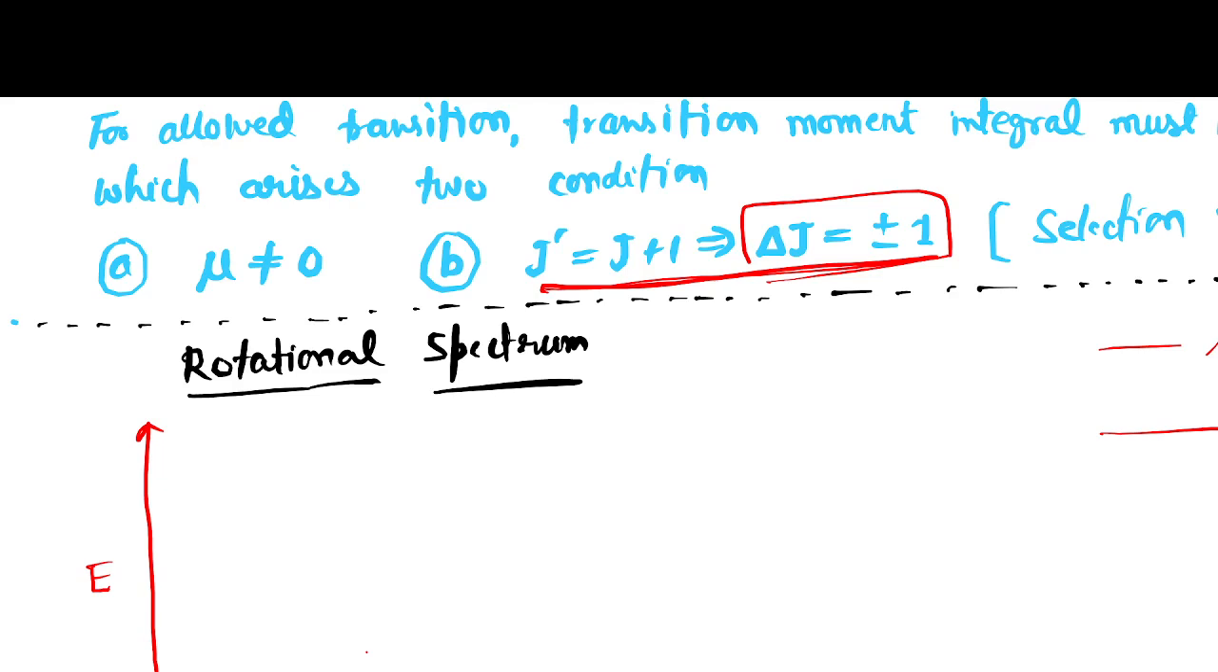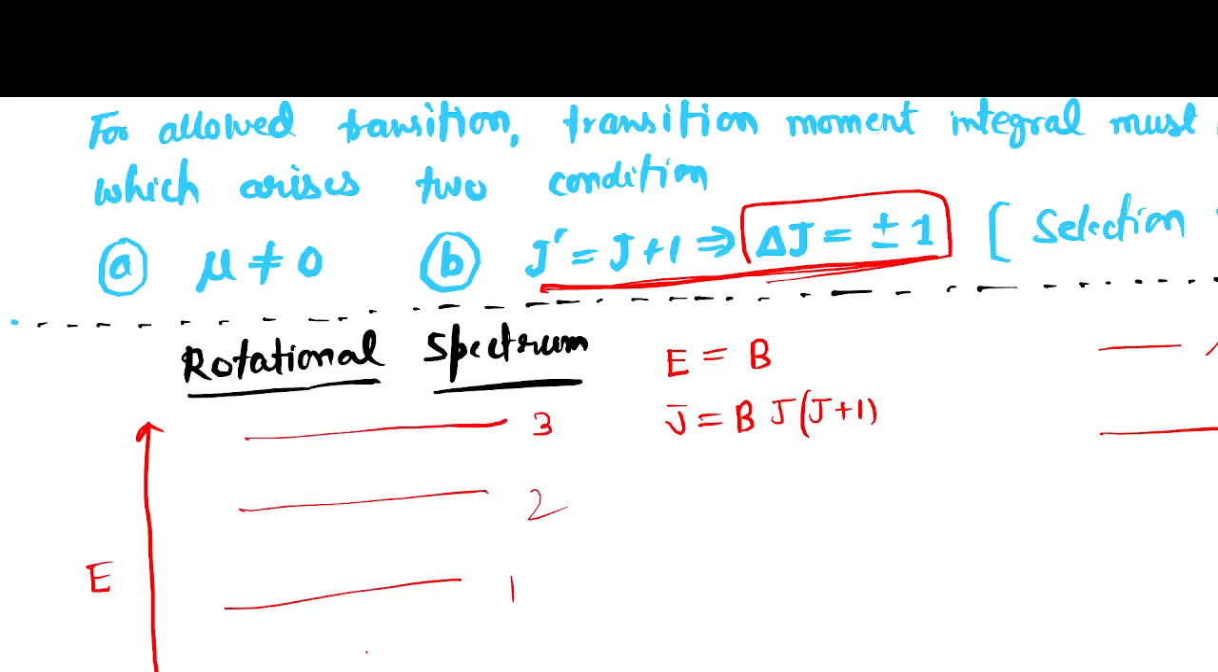Okay, so if we try to draw this, the energy expression is, in wave number, equal to B J(J plus 1). So this is J equal to 0, 1, 2, 3. What will be the value of energy? We can put J here, so it will be 0, and for this it will be 2B, then 6B, then 12B. So this is the energy level diagram in rotational spectrum.